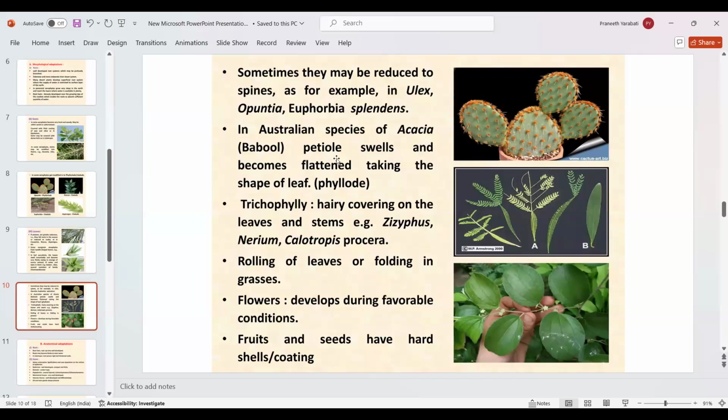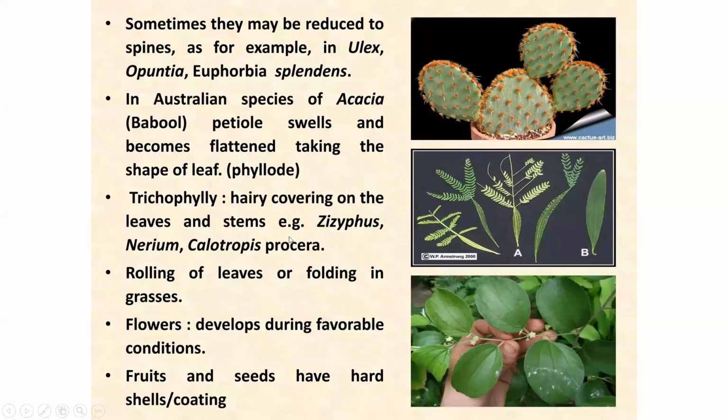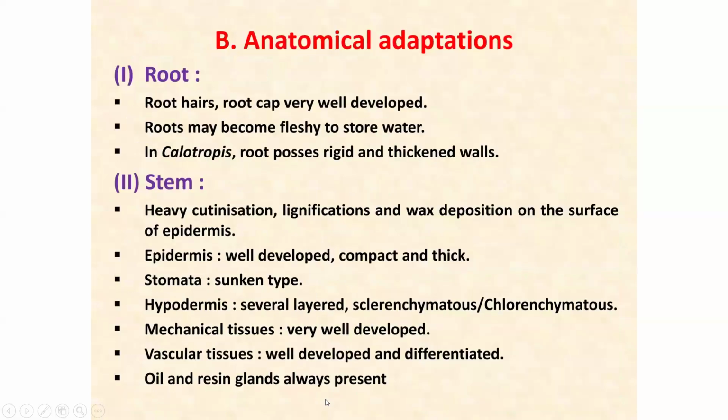In species of Acacia, the petiole swells and becomes flattened, taking the shape of a leaf. Trichophylly is seen in Ziziphus and others; it is the hairy covering on the leaves and stems. In some species, rolling or folding of the leaves may be observed in grasses to stop transpiration. Here the leaves are folded during dry conditions. The flowers of xerophytes develop during favorable conditions, and fruits and seeds have a hard shell and coating. Next one is the anatomical adaptations.